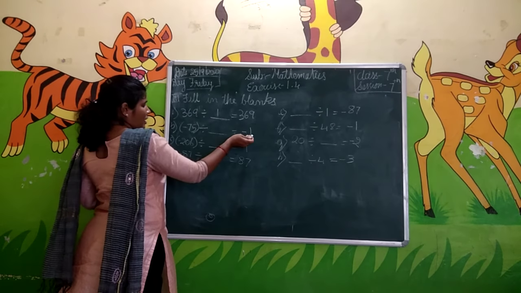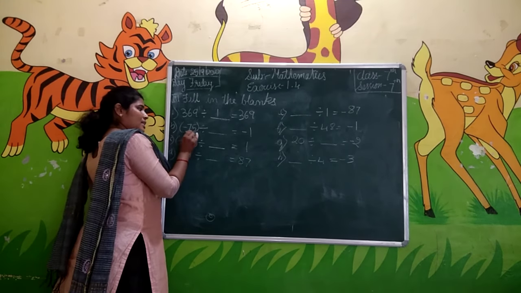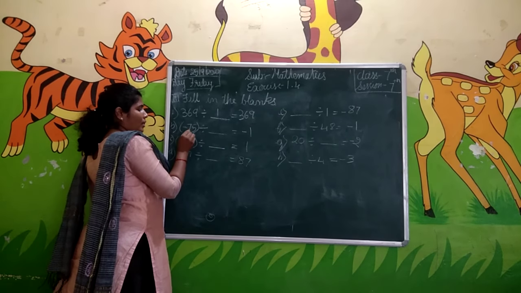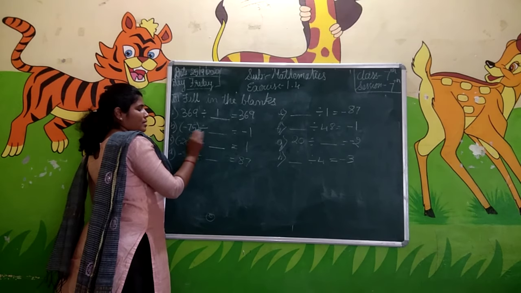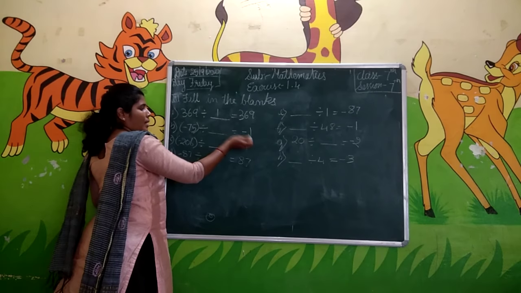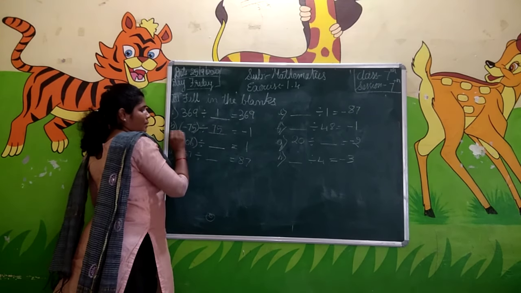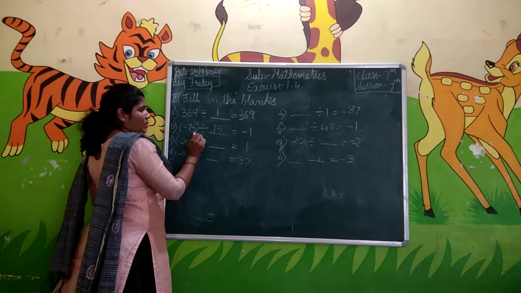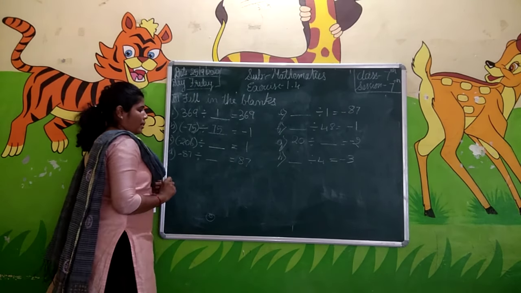Here we have minus 1 as the answer. Here the question is minus 75 divided by dash. If the dividend and divisor are the same numbers, the quotient will be minus 1 itself. So minus 75 divided by 75 gives us minus 1.